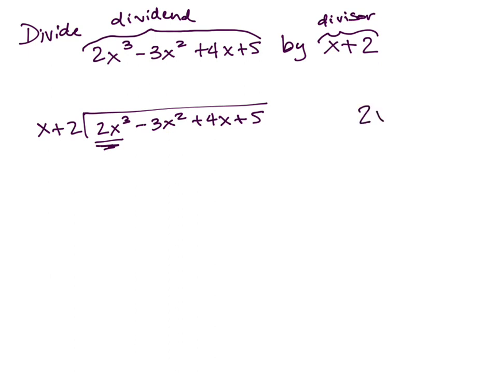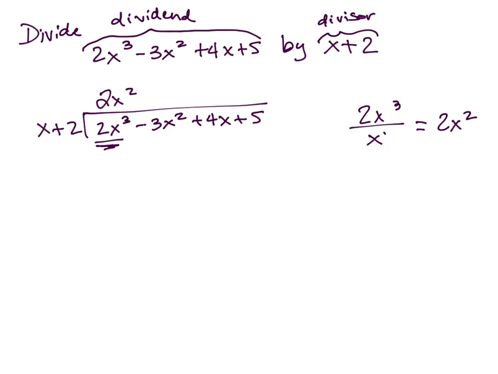So we have 2x cubed, and we want to divide it by x. When I divide like bases, what happens to my powers? They subtract. So I'm going to have 2x squared. Okay, so 2x squared goes on the top. We're dividing the term that we're talking about only by the outside of the binomial. The 2 has nothing to do with it at this point.